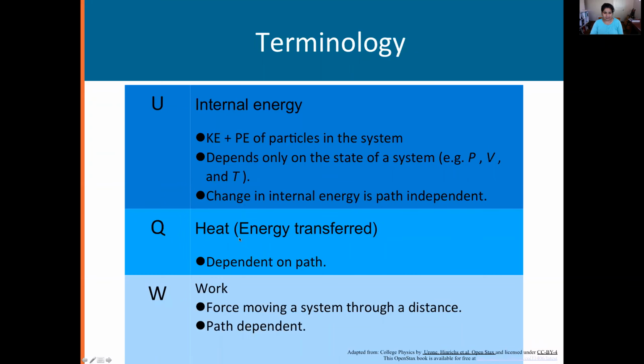Q represents heat. This is the energy transferred in or out. So positive if it's transferred into the system, negative if out. And it does depend on the path of the system. W is the work done either by the system or on the system. Okay. So it'll be positive when the work is done on the system. So the system gains energy, and it'll be negative when it's done by the system, so the system loses energy. It is path dependent. Okay.